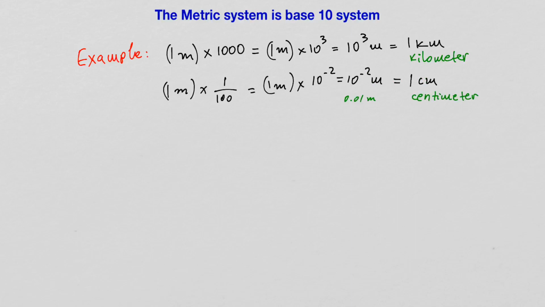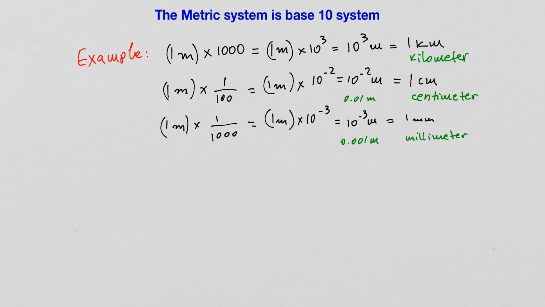Now, if I take 1 meter and multiply it by 1 over 100, that is the same as multiplying this 1 meter by 10 to the negative second power, which gives me 10 to the negative 2 meters, or also that is 0.01 meters. And this is called 1 centimeter. Finally, I can also take my 1 meter and multiply it by 1 over 1,000. That is the same as multiplying the 1 meter by 10 to the negative 3. And that is equal to 10 to the negative 3 meters, or 0.001 meters. And this also has a name, and that is the millimeter. So that is 1 millimeter.